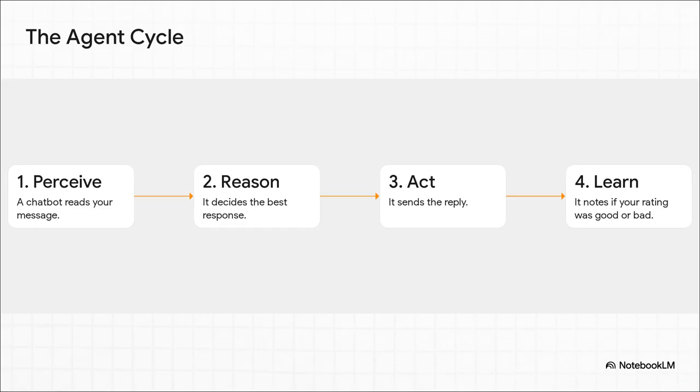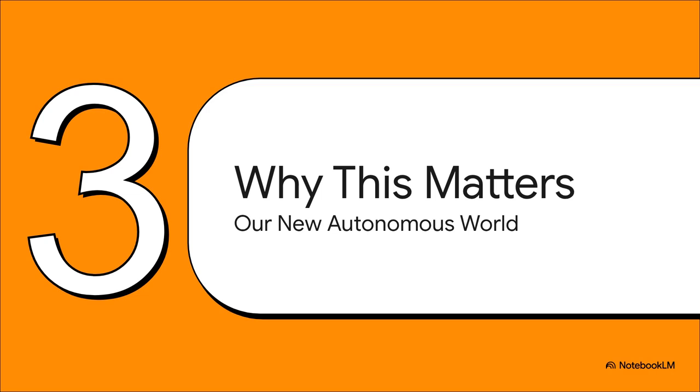First, the agent perceives the world. Think of a chatbot reading the message you just typed. Then, it reasons, running through its logic to decide on the best possible response. Next, it acts by actually typing out and sending that reply. And for those top-of-the-ladder agents, there's that final crucial step. They learn. They look at the outcome. Maybe you gave the conversation a thumbs up, so they can do an even better job next time. Perceive, reason, act, and learn. That's the loop.